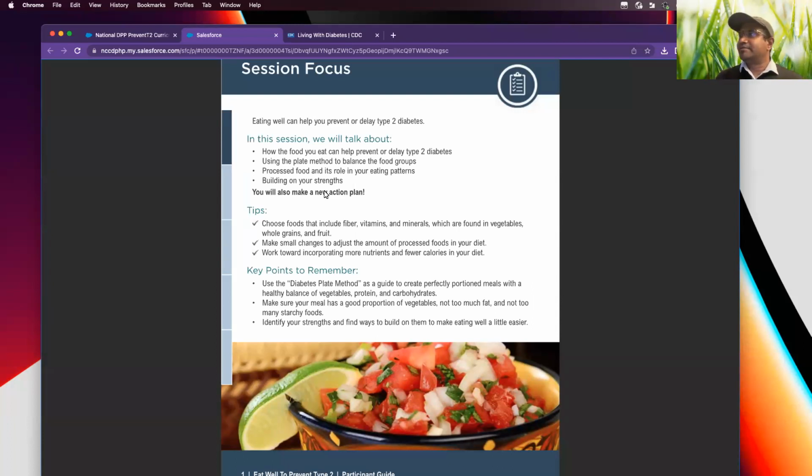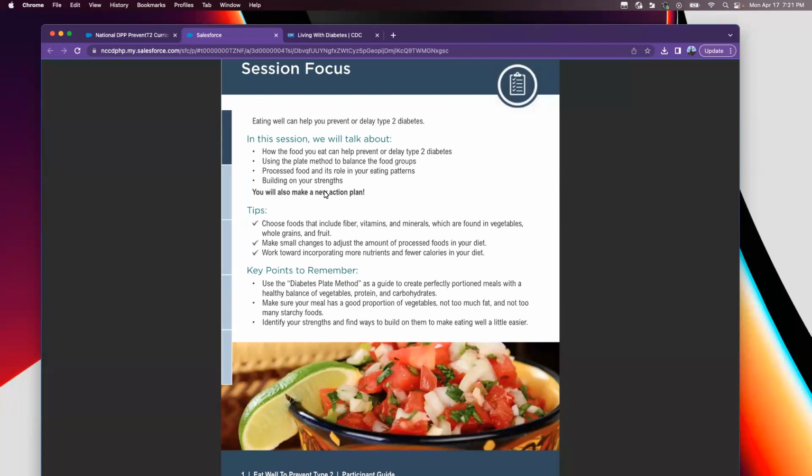Here are some tips. Swati, do you want to read that out for everyone? Sure. Some of the tips as CDC provides is choose foods that include fiber, vitamins, and minerals, which are found in vegetables, whole grains, and fruit. Make small changes to adjust the amount of processed foods in your diet. Work toward incorporating more nutrients and fewer calories in your diet.